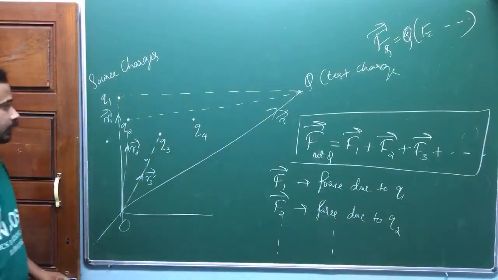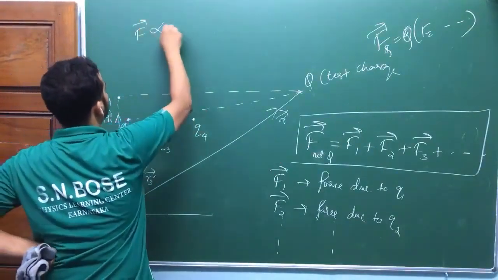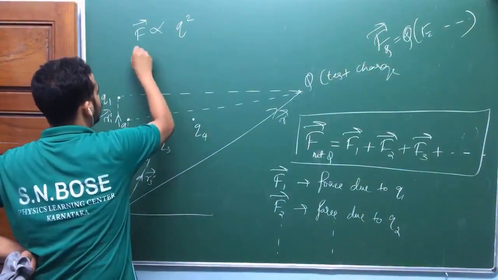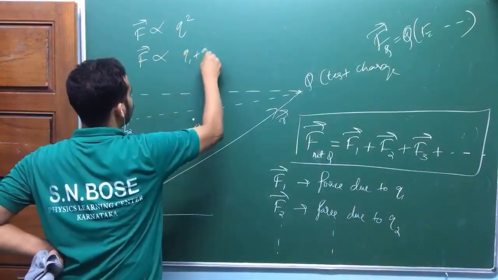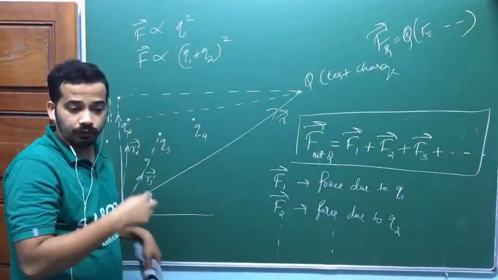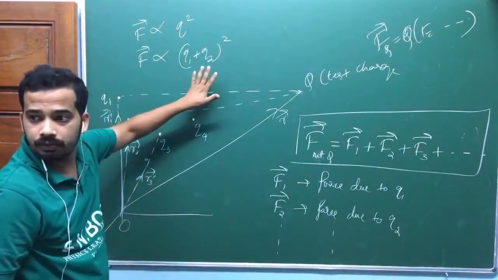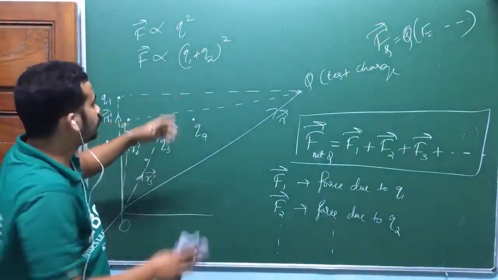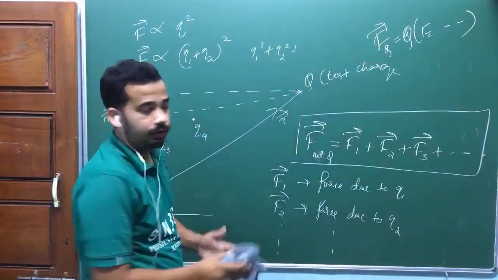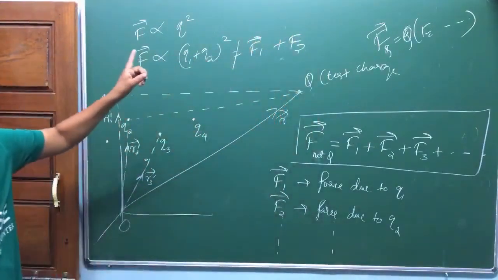Now, why did I tell that again? Look here. Suppose this force is proportional to charge squared, where small q is the source charge. Then the force due to two charges will be proportional to Q1 plus Q2 the whole square. So then what will happen here? You will get Q1 squared plus Q2 squared plus 2Q1Q2. You will get some cross term. You can't write this force as some F1 plus F2. Are you getting my point?